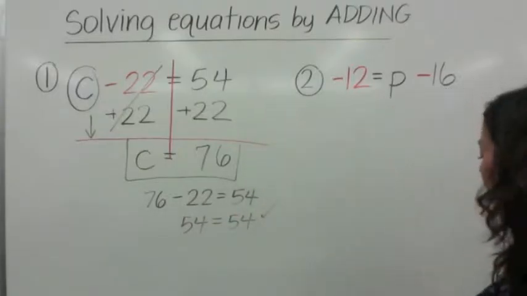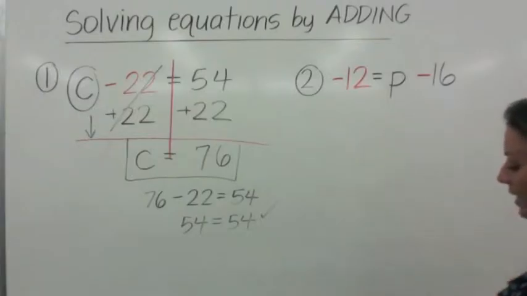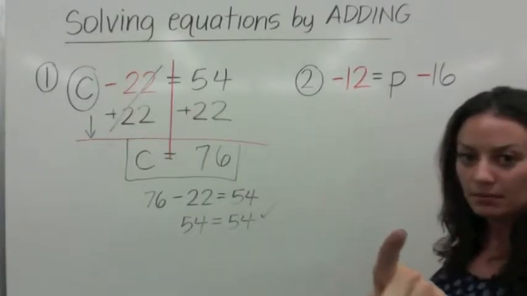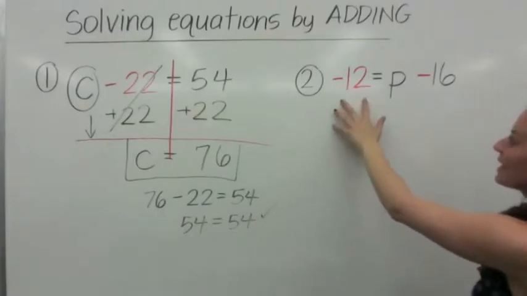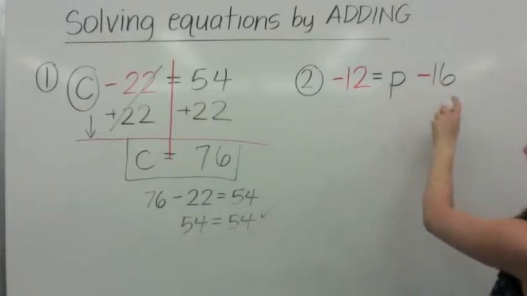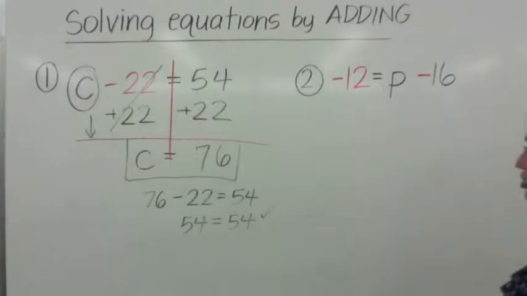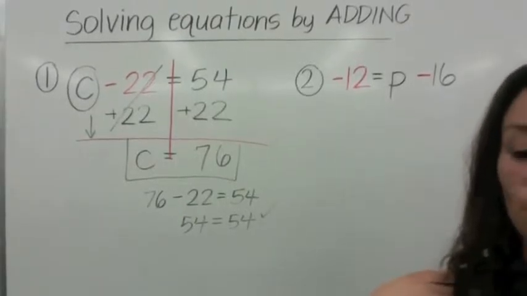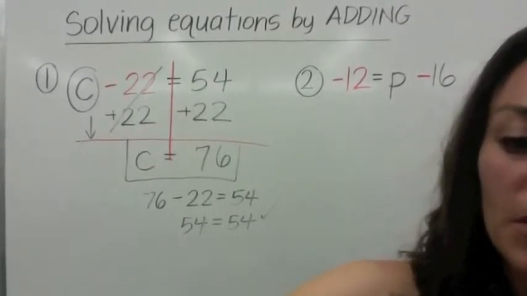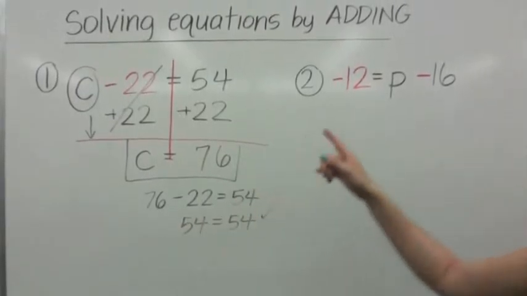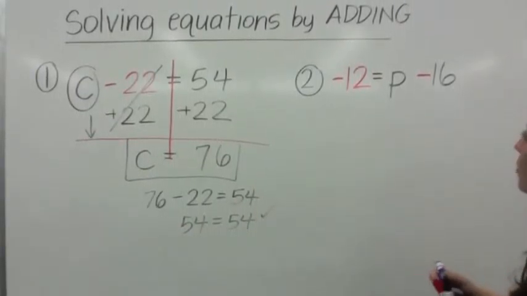Okay? Let's take a look at number 2. It's a little bit different because this time your variable is on the right side and the number is on the left side. It says negative 12 equals P minus 16. Let me ask you a question. What's the variable in this equation? It's the letter P. So we're going to circle it.